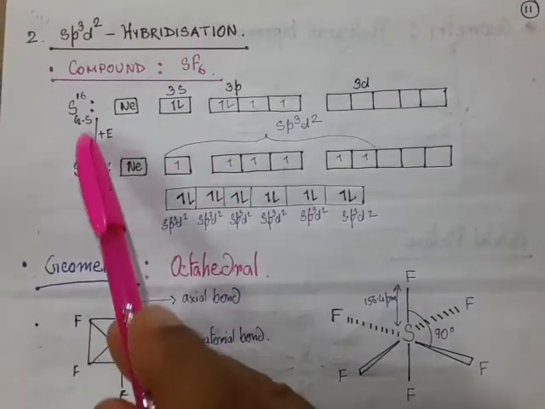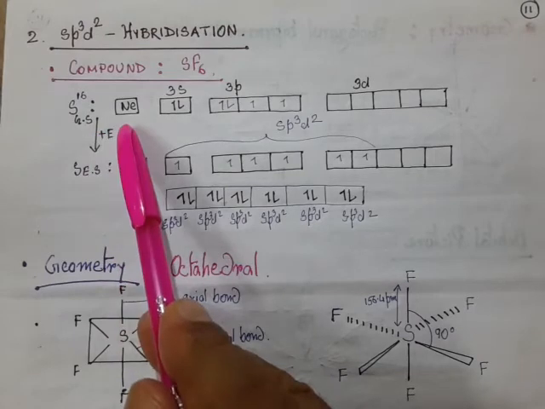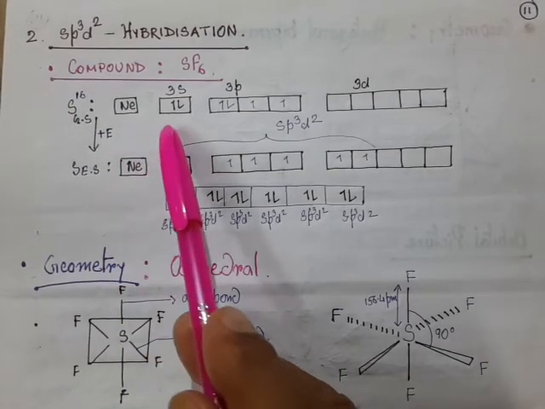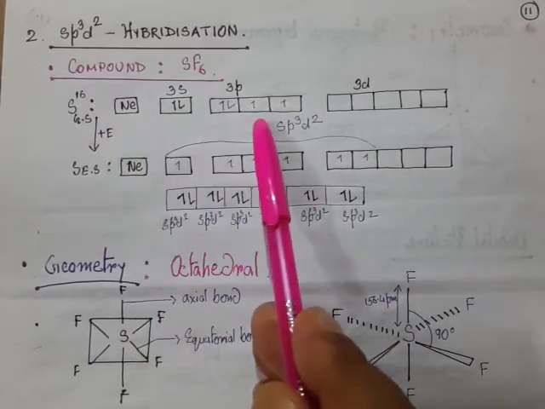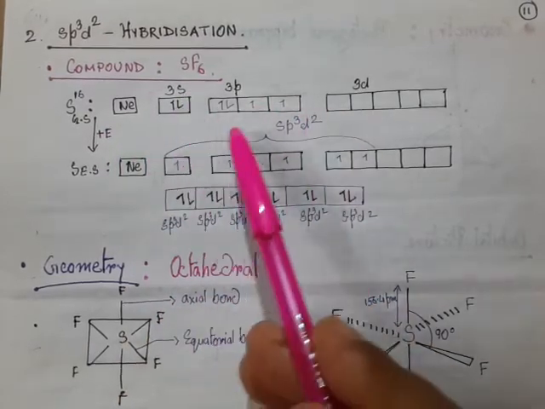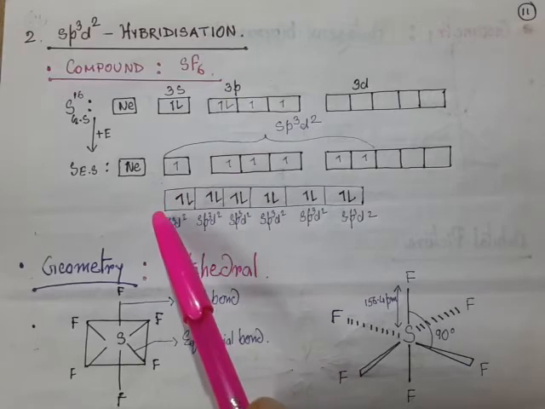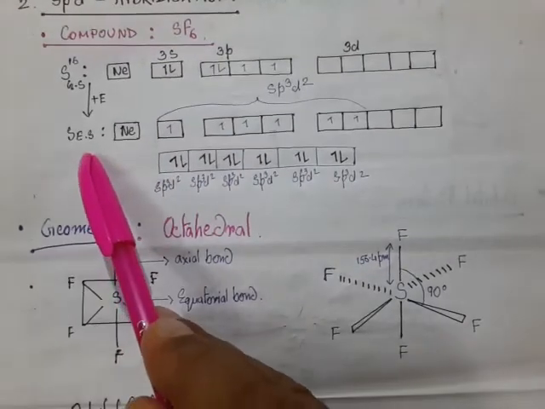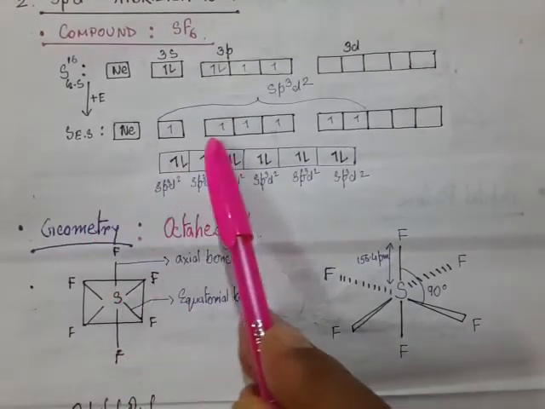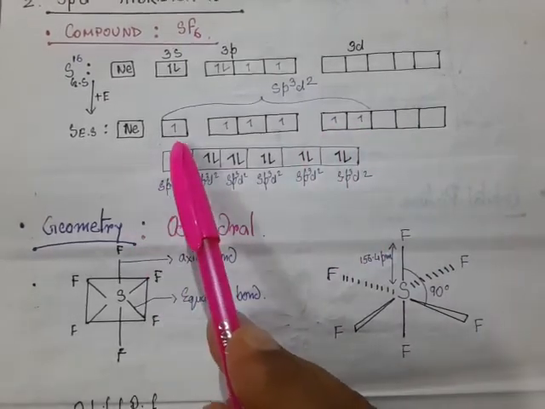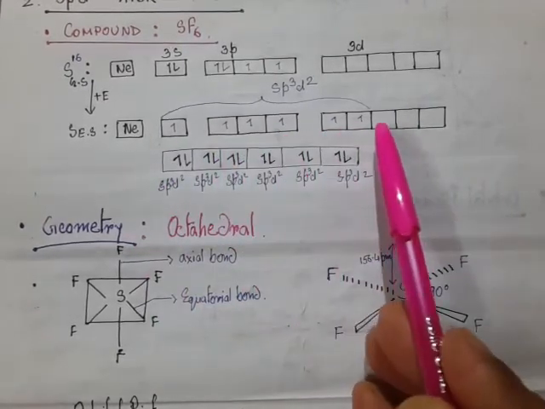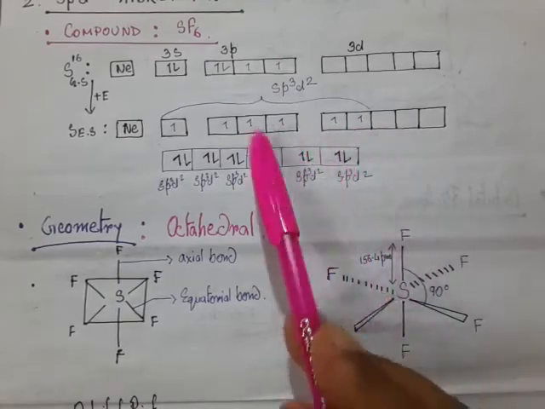Sulfur, atomic number 16, in ground state is neon, which is 10 electrons. After 10 we have 6 electrons, so 3s2 3p4. This is the ground state electronic configuration of sulfur. Since sulfur is the central element, we have to consider its hybridization. Now what about the excited state electronic configuration? It is neon 3s1 3p3 3d2. So the total number of orbitals is 1, 2, 3, 4, 5, 6.